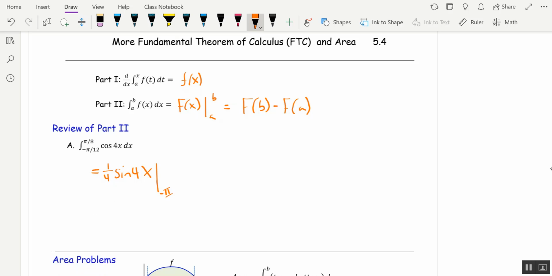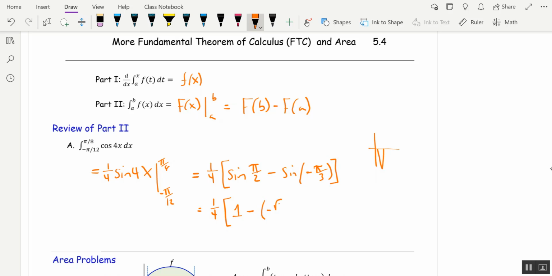And then here I put a negative pi over 12, and up here I put a pi over 8, and that's equal to, I'm going to factor out the 1/4, and I have sine 4 times pi over 8 is pi over 2. I'm simplifying here, and then minus sine of negative pi over 3. All right, and that's equal to 1/4. Sine of pi over 2 is 1, and sine of negative pi over 3, let's look at negative pi over 3 on a unit circle. It's down there. So sine of negative pi over 3 is negative root 3 over 2. So we could clean this up a little, 1/4 times 1 plus root 3 over 2. And you could distribute the 1/4 or not, I don't think it matters.